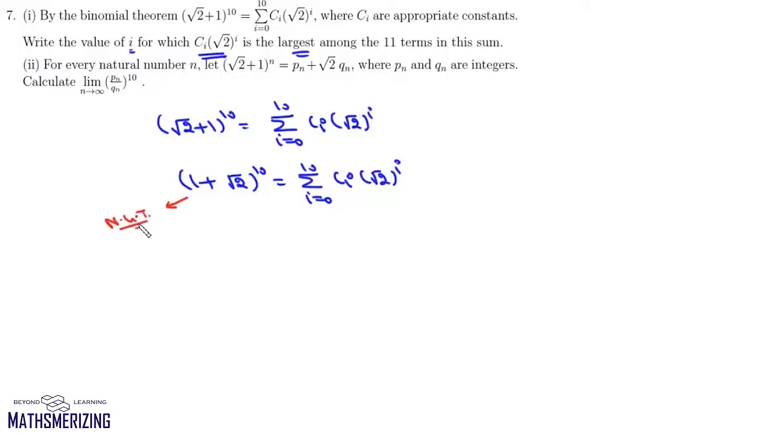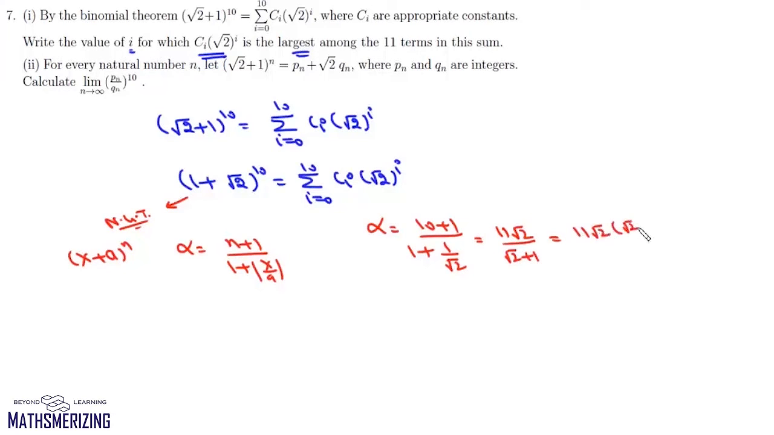Now we have discussed this in one of the previous videos. If we have to find the numerically greatest term for x plus a to the power n, we will find some alpha which is n plus 1 upon 1 plus mod x by a. So in this case, if we find this alpha, it will be 10 plus 1 upon 1 plus, now x is 1 and a is root 2. So it will be 11 root 2 upon root 2 plus 1, or we can write this as 11 root 2 into root 2 minus 1, which is nearly 6.44.